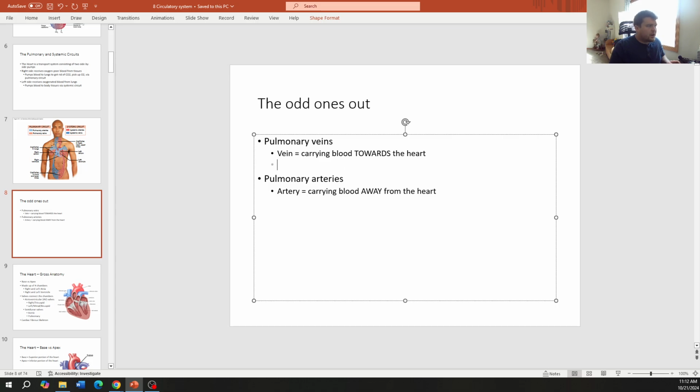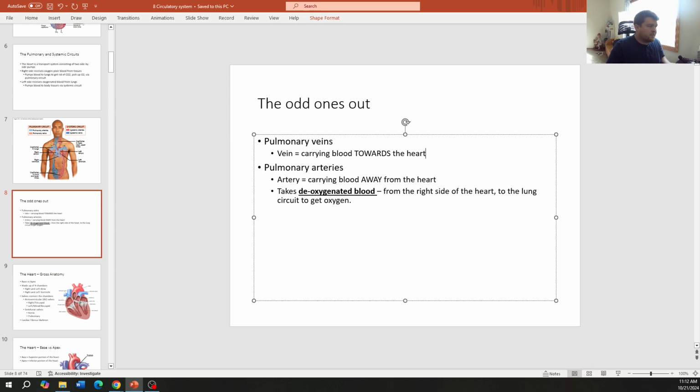So the pulmonary veins, we'll talk about arteries first. The pulmonary arteries are going away from the heart, so this takes, actually, let's see, takes deoxygenated blood from the right side of the heart to the lung circuit to get oxygen. Okay, so these are the only arteries that carry deoxygenated blood.